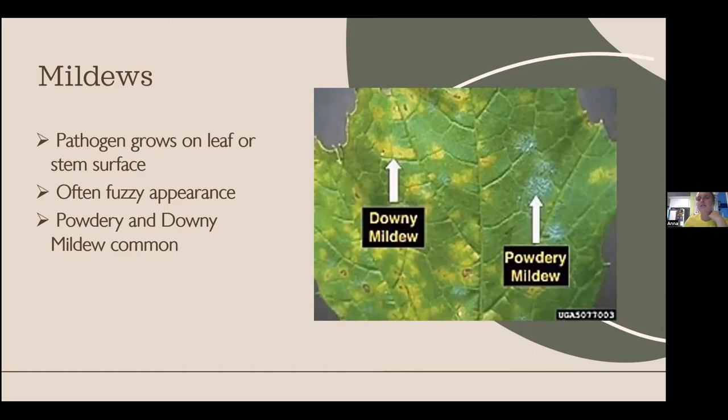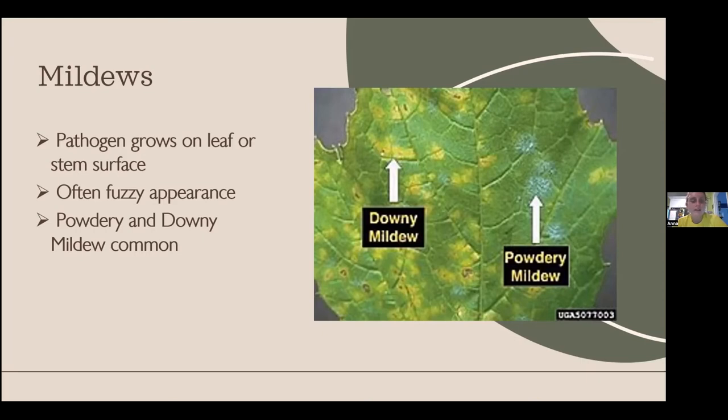Mildews. This is another really good sign of disease. If anyone's tried to grow any kind of cucurbit, so pumpkins, squash, mirlitons, loofahs, anything like that, chances are pretty good you've seen both downy mildew and powdery mildew. This is a pathogen that grows on leaf or stem surfaces. It often has a fuzzy appearance if you look at it up close. I see both downy and powdery mildew all over. And sometimes you see them on the same leaf, like this one. The downy mildew, you can see on the top of the leaf, you've got some chlorosis.